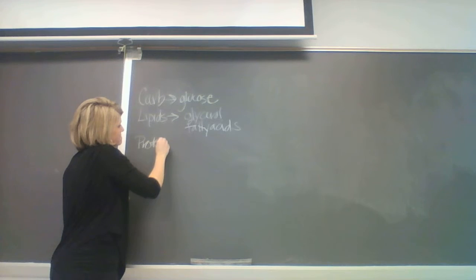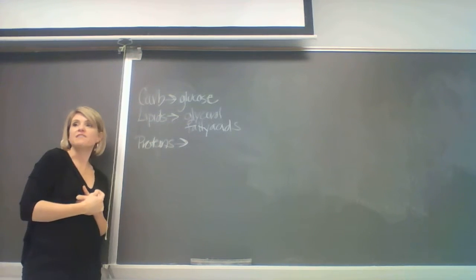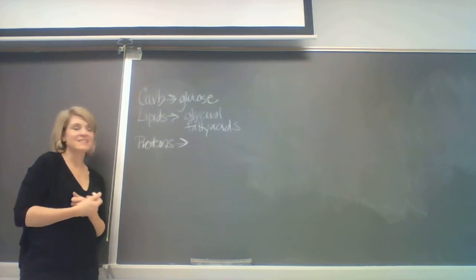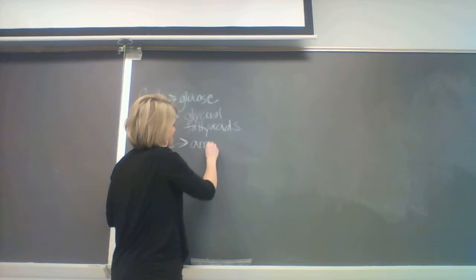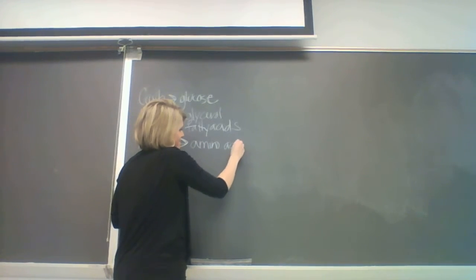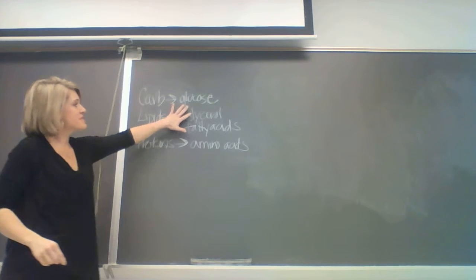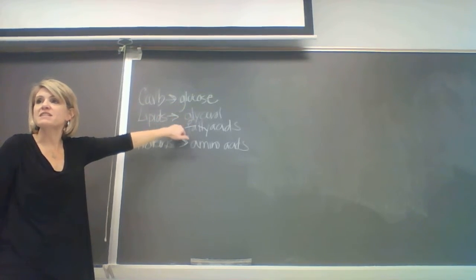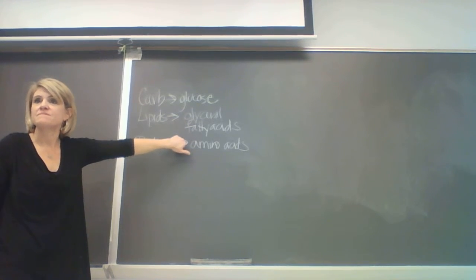Proteins. After digestion, what do you have? When you break down protein, what do you get? What are they made out of? Thomas, what are proteins made out of? Amino acids. Yeah. So when you break them down, you get single amino acids. Okay? So these are the different things that we now have to work with to possibly get ATP from. Okay?